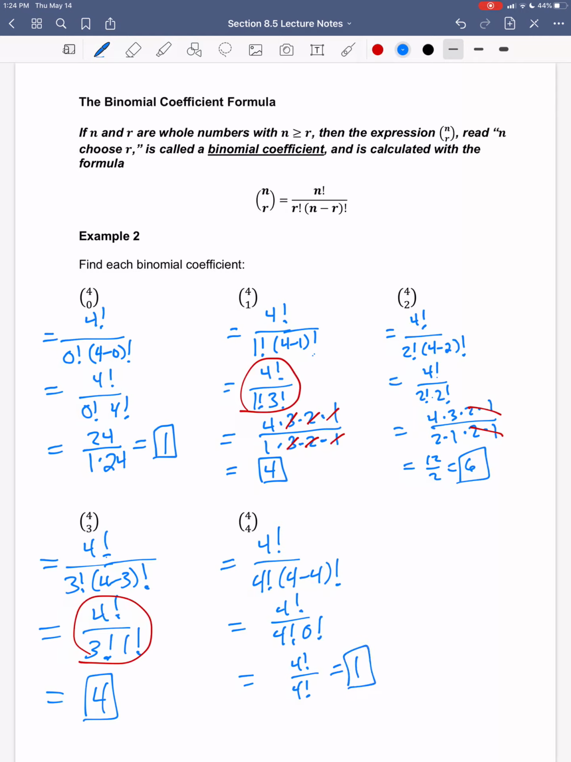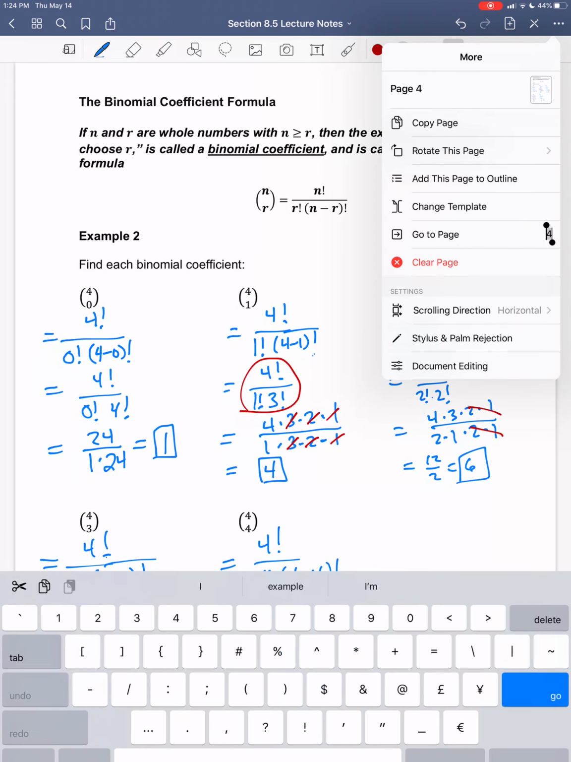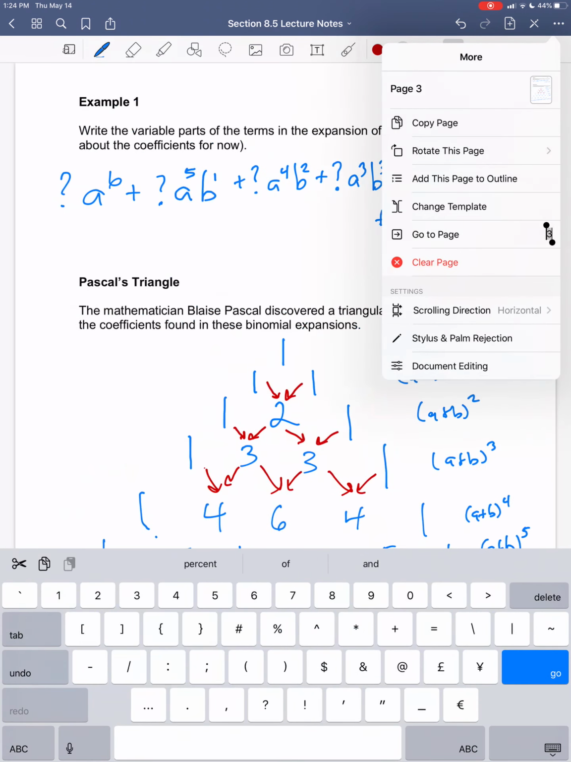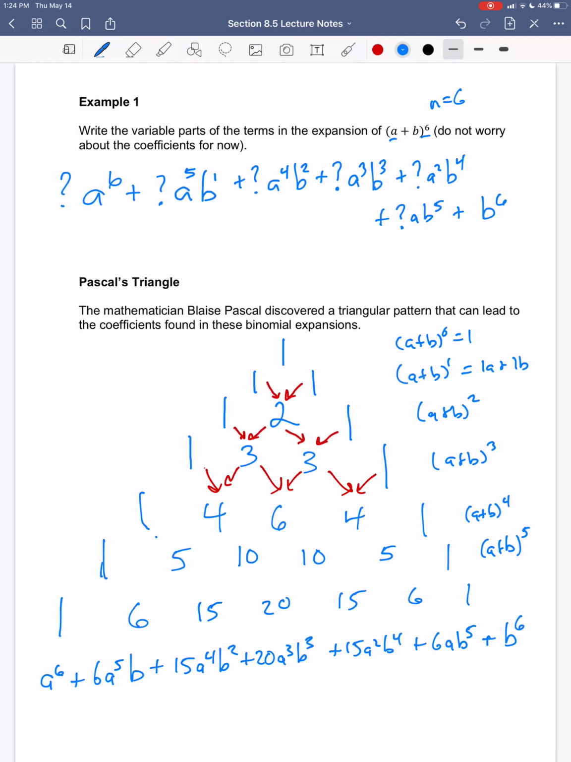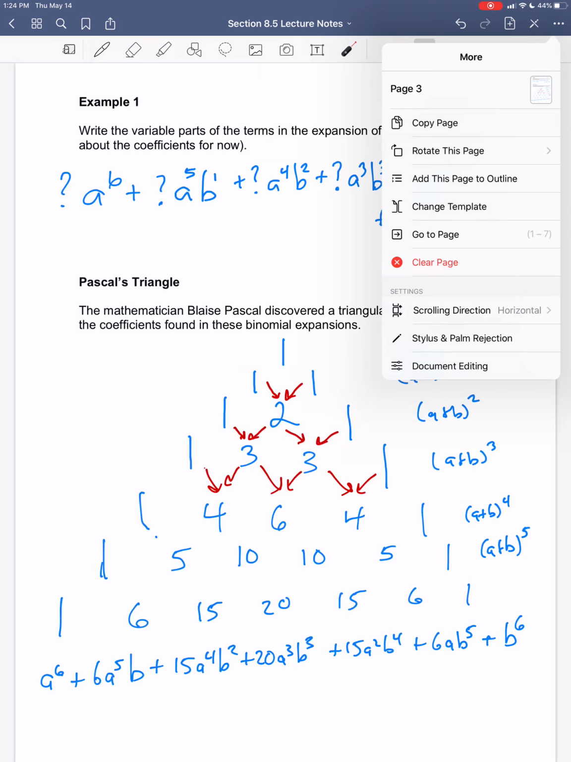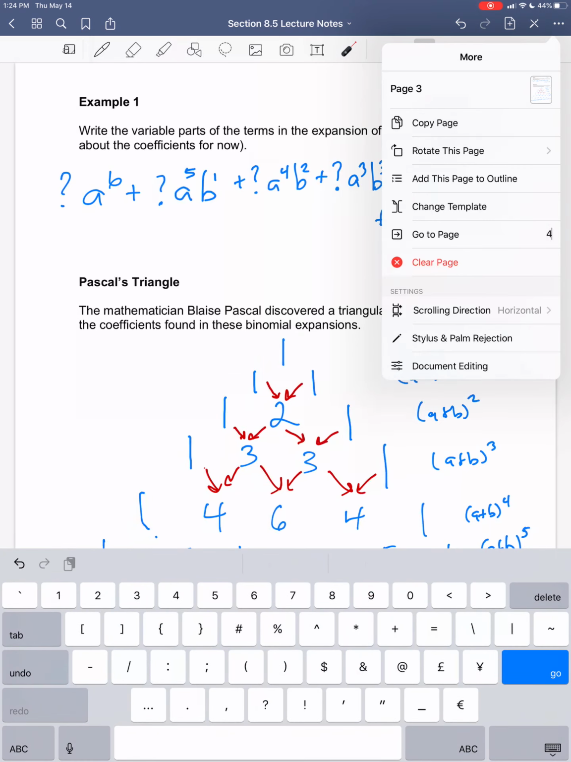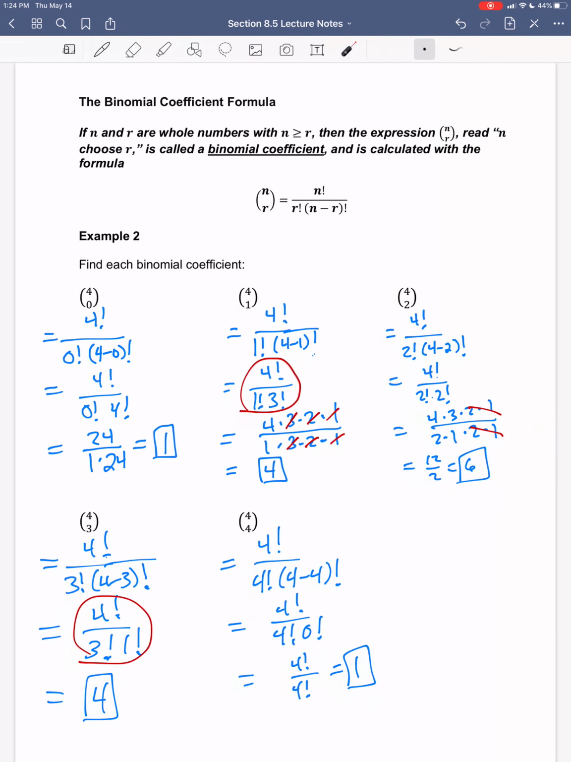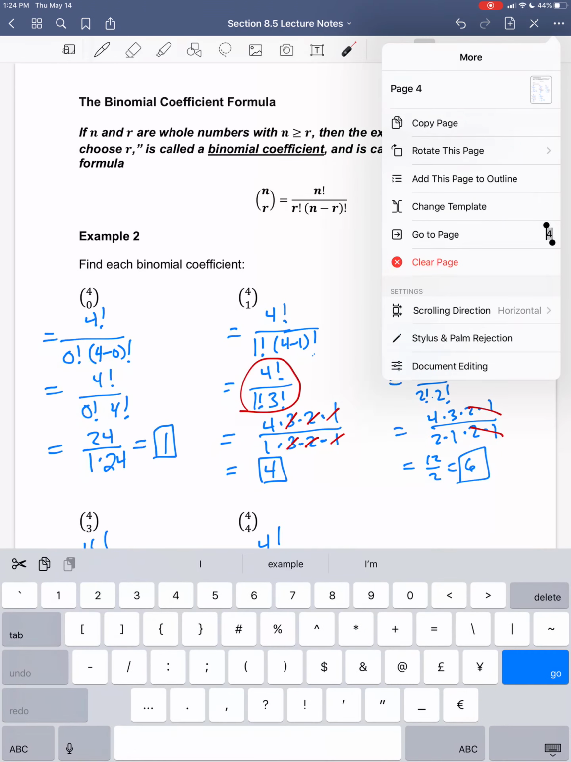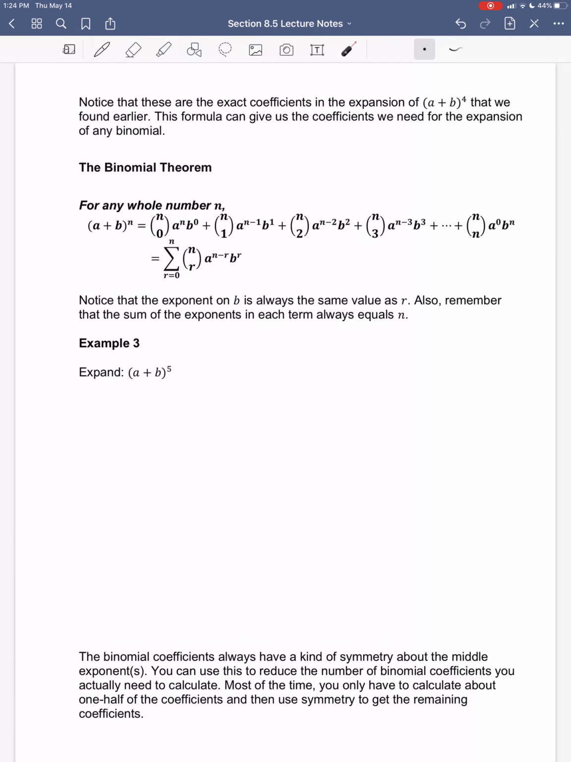Now, look at these numbers. Are they familiar? 1, 4, 6, 4, 1. Those are exactly the same numbers we had back on this Pascal's triangle, right? As we go across this row, 1, 4, 6, 4, 1. So these binomial coefficients are exactly the values that we have in Pascal's triangle, which are the values we want for my binomial expansion. So that's what I've sort of said here. This is how the binomial theorem then works.